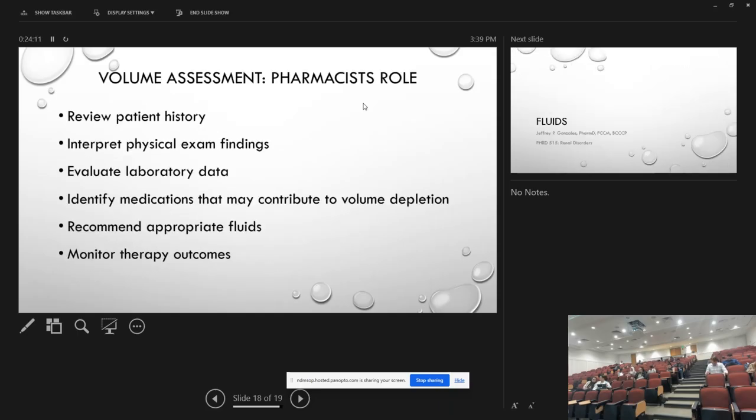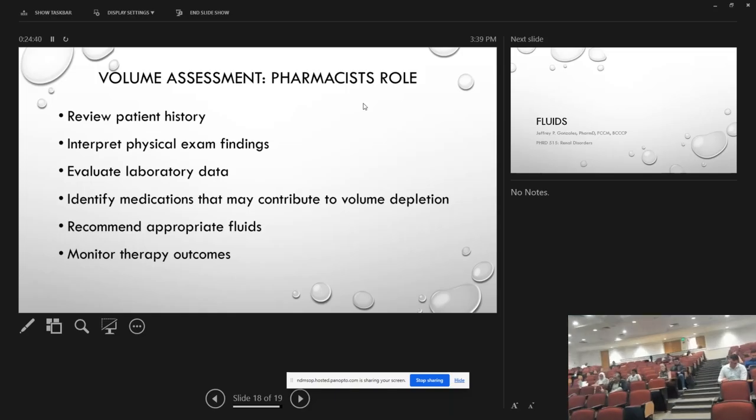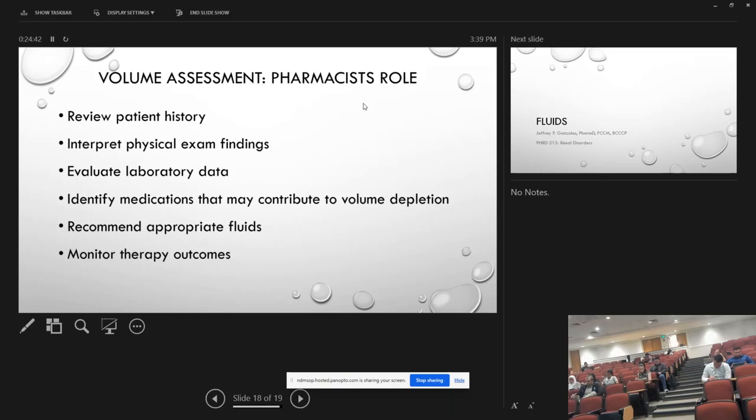As far as volume assessment and the pharmacist's role, certainly we're going to review the patient history and get a complete history to help assess that patient, interpret the physical exam findings from the other providers, look at the patient's blood pressure, heart rate and all the vitals, and evaluate the laboratory data that can help you assess volume status. Identify medications that may contribute to volume depletion.